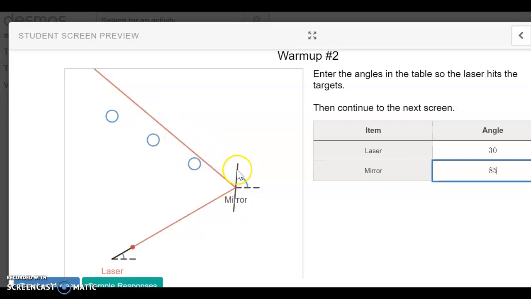So do you see how this mirror, just look at the half of the mirror. I'm going to try to move that mirror open a little more so that this laser points down a little more. So maybe I should do 90. And there you have it. It goes through all 3 targets, and that's good.